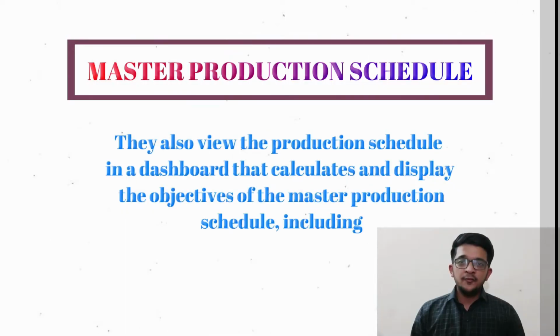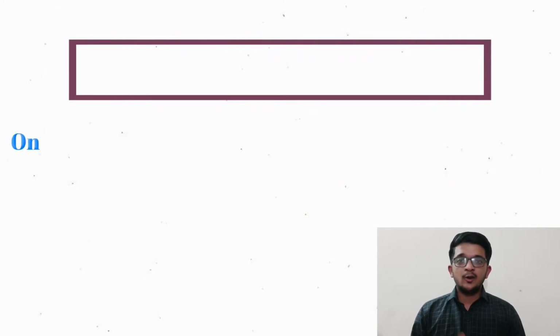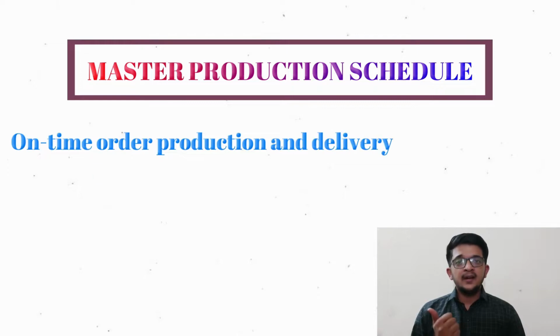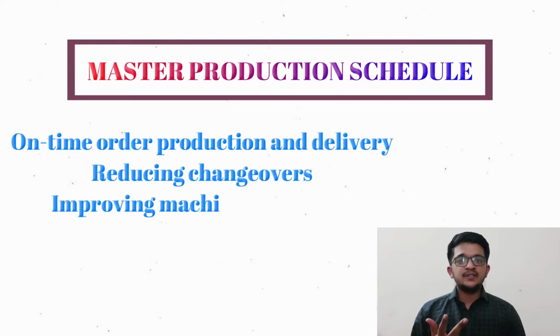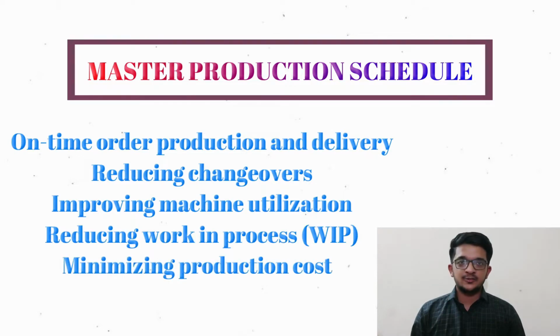They also view the production schedule in a dashboard that calculates and displays the objectives of the master production schedule, including on-time production and delivery, reducing changeovers, improving machine utilization, reducing work in progress, and minimizing production costs.